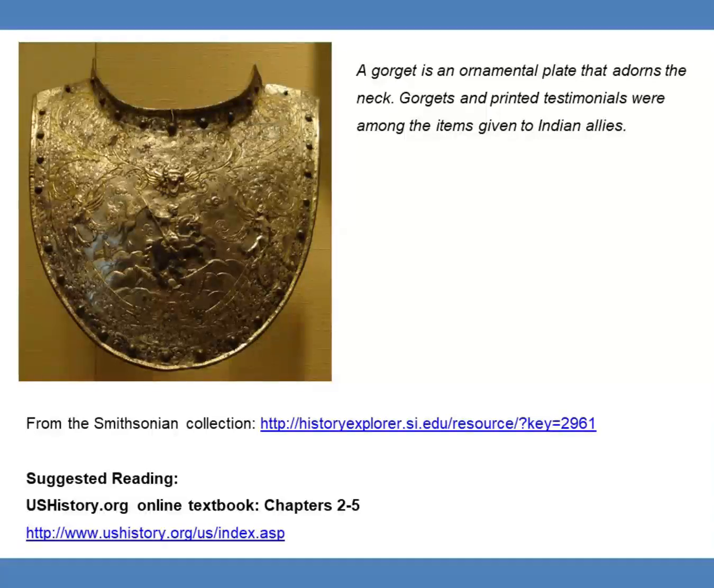A gorget is an ornamental plate that adorns the neck. Gorgets and printed testimonials were among the items given to Indian allies. From the Smithsonian collection.